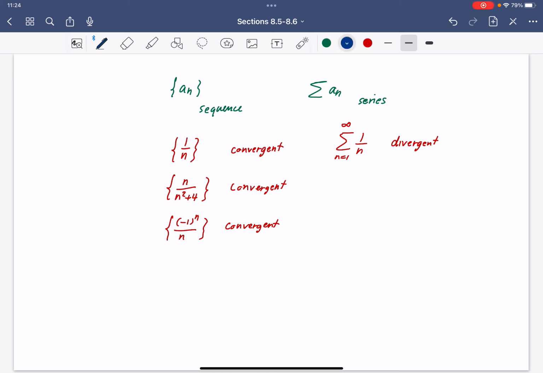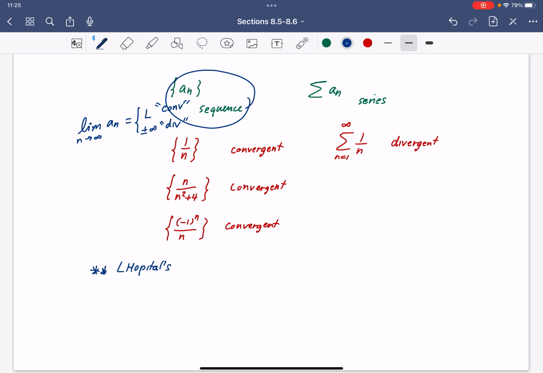So all you need to memorize about the sequence is, once you see the notation bracket and it is a sequence, you need to compute the limit of a_n. That's all you need. And if the limit of a_n equals L, that means the sequence is convergent. If it is plus or minus infinity, divergent. The technique that you're gonna see for sure is the L'Hopital rule. So practice on the L'Hopital rule, because the L'Hopital rule is a technique that helps on computing limits.